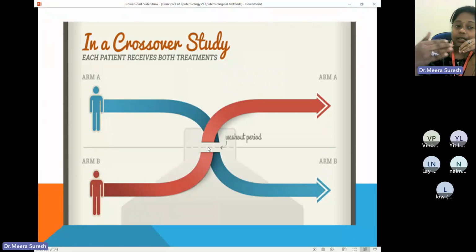That means one group is becoming their own comparator. There is no outside control group. One group is becoming their own comparator. Such a study is called a crossover study.